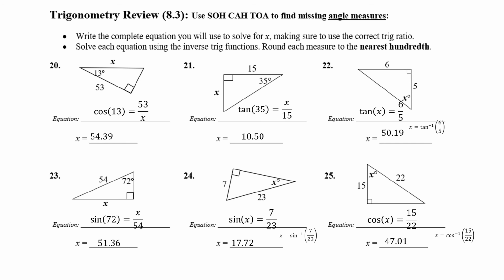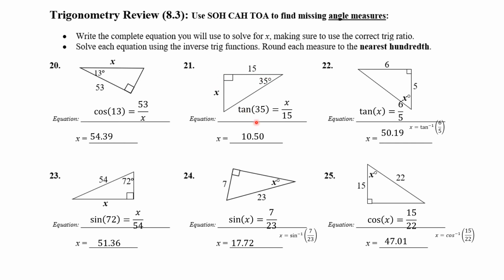So on number 20, it looks like from my known angle 13 here, I'm using my adjacent side and my hypotenuse. So I used cosine, right, adjacent and hypotenuse. Cosine of 13 equals adjacent 53 over hypotenuse x. Remember, just like I showed you guys in the video, that these are the ones where you're going to have to multiply x on both sides to get rid of that x in the denominator, and then divide both sides by the cosine of 13. So before you get to your final calculator-ready answer, which I just didn't have space for on my PowerPoint here, you should have 53 divided by cosine of 13 equals x. So that's approximately 54.39.